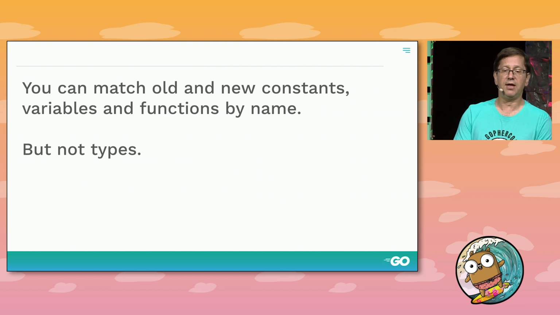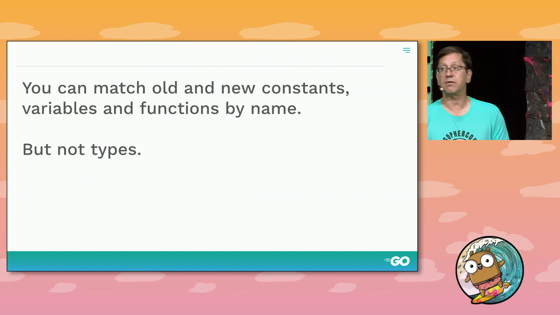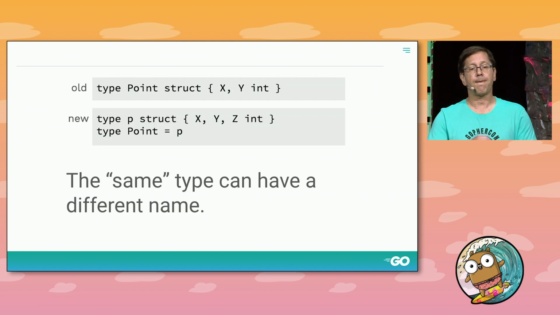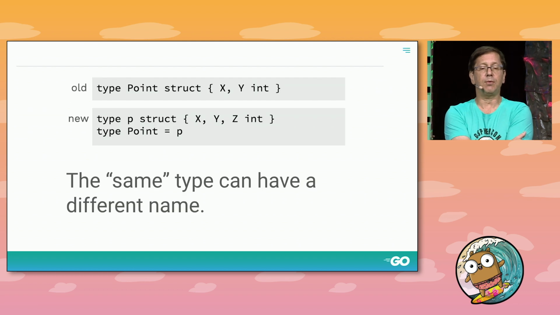It works for other named things, constants, variables, and functions, but not for types. Here's an example of two types that we want to compare with each other, but that do not have the same name. The old type point is the new type p. We want to match them up because the point alias clearly indicates that they should be matched up.